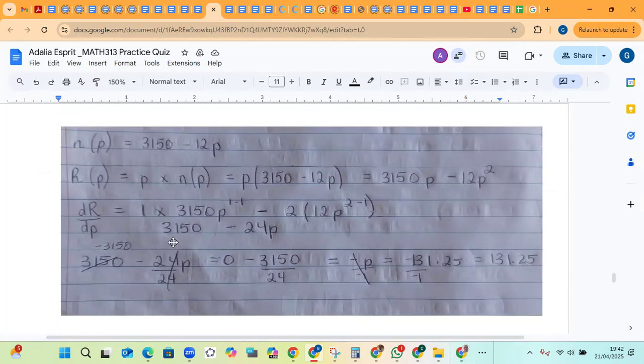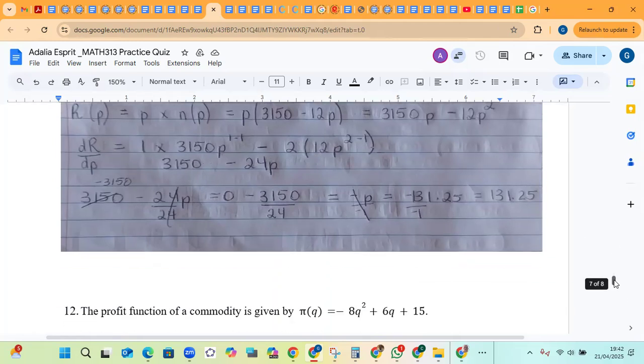3150P simplifies to 3150 because P to the 1 minus 1 is P to the 0, and P to the 0 simplifies to 1. 2 times negative 12 is negative 24, and 2 minus 1 is 1, giving P. So here you have the rate of change of the revenue function, dR/dP. Now you equate this to 0 and solve for P. 3150 minus 24P is equal to 0. Then you divide by 24 to get a price of 141.25.